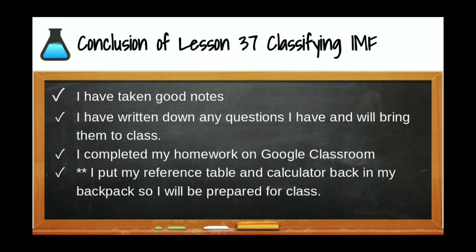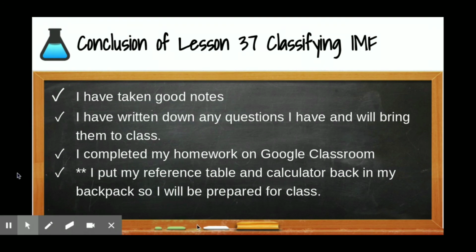This concludes lesson number 37. Make sure you've taken good notes and bring them to class. This way you can add to them and revise them. Write down any questions you have and bring them to class. That way you can answer them in your notes and you can ask them to the class. Complete your homework on Google Classroom and put your Regents Chemistry reference table and calculator back in your backpack.